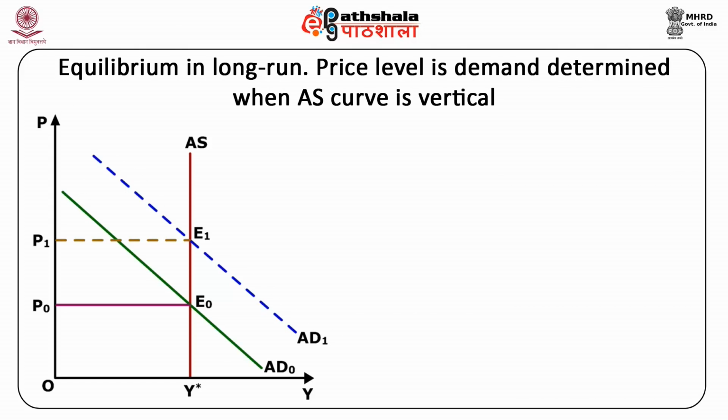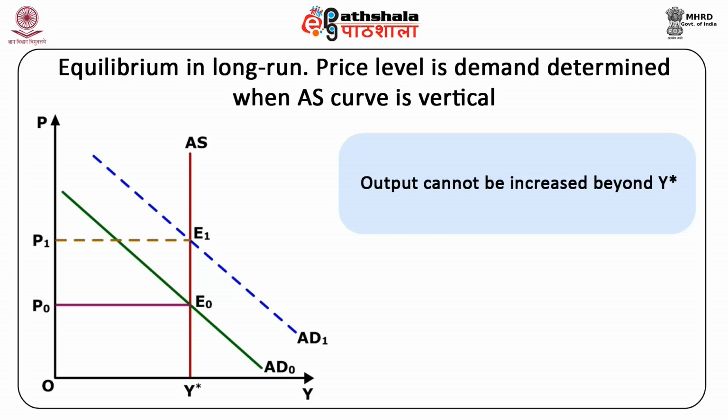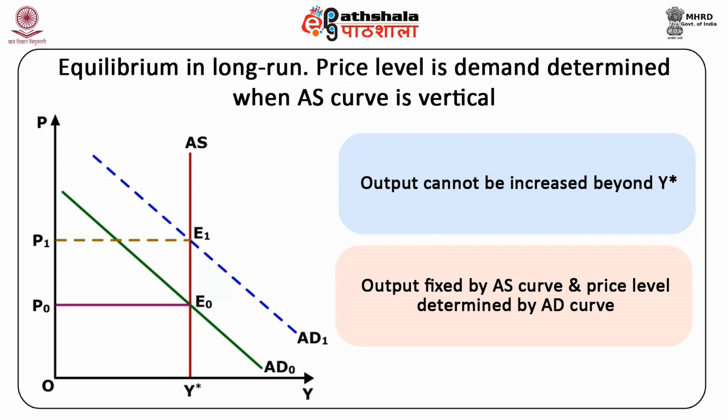Equilibrium is at point E0, equilibrium price level is P0 and output is Y star. If aggregate demand increases to AD1, the price level goes up to P1 without any change in the output level. Output cannot be increased beyond Y star. New equilibrium will be attained at point E1, where price has increased to P1 without any change in the output level. Thus, output is fixed by the AS curve and the price level is determined by the AD curve.